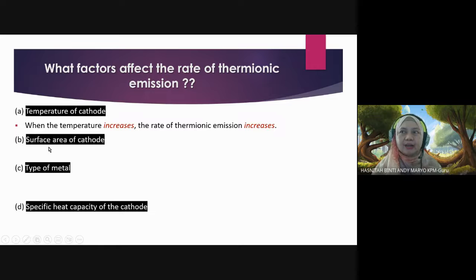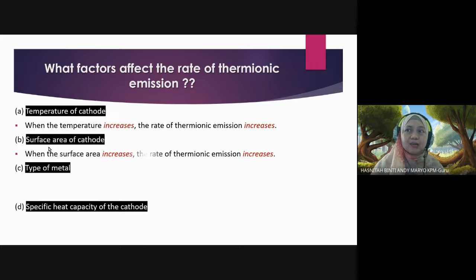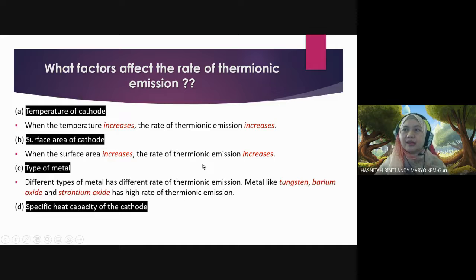Then the second factor is the surface area of the cathode. What do you think the relation is between surface area and rate of thermionic emission? Logically, it is also directly proportional. When the surface area increases, the rate of thermionic emission increases because a larger area has more electrons inside the structure. Then the third factor, type of metal. Different types of metal have different rates of thermionic emission. For example, tungsten, barium oxide, and strontium oxide have a higher rate of thermionic emission.